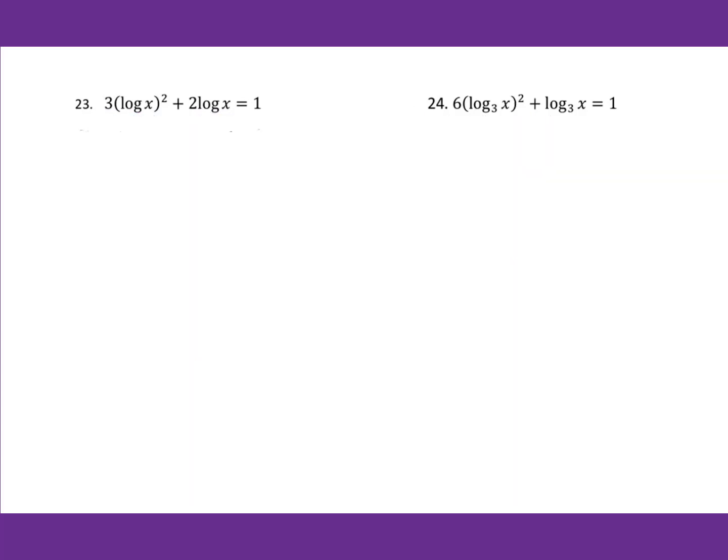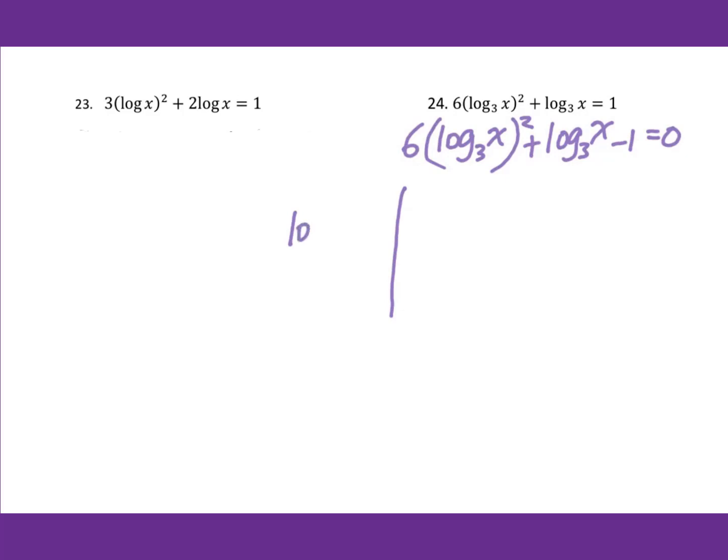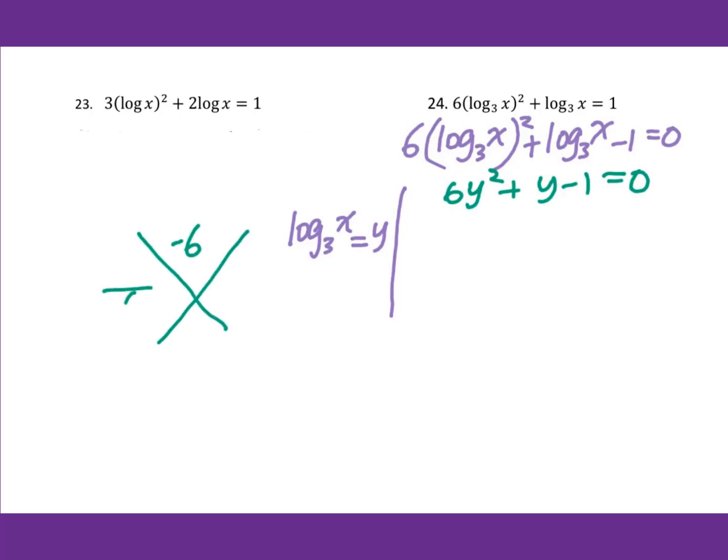For number 24, this is a quadratic pattern, therefore we try to get equal to 0. 6 log base 3 of x squared plus log base 3 of x minus 1 equals 0. We will set up log base 3 of x equals y. So we got 6y squared plus y minus 1 equals 0. We do the ninja X: negative 6 over 6 over 6, positive 1.